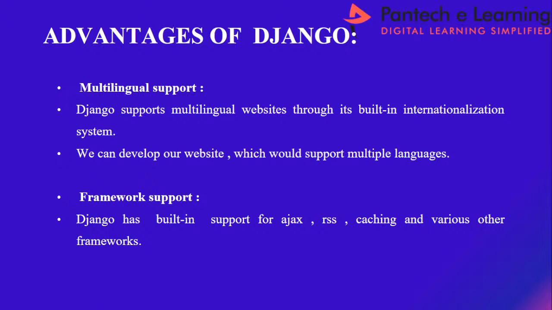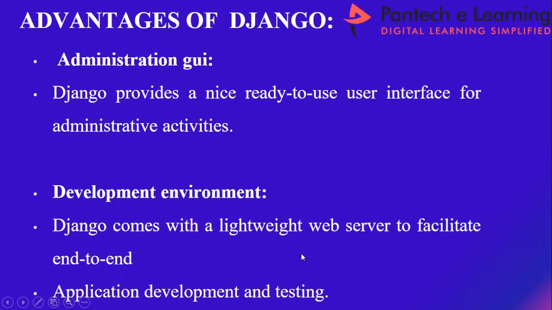And multilingual support. So it can operate on any multilingual websites, multiple languages. So all these are the important advantages of this Django framework. They support multiple languages. And framework support. So it has got inbuilt support for Ajax framework, RSS and other frameworks. So all these are the important advantages of going for this Django framework.